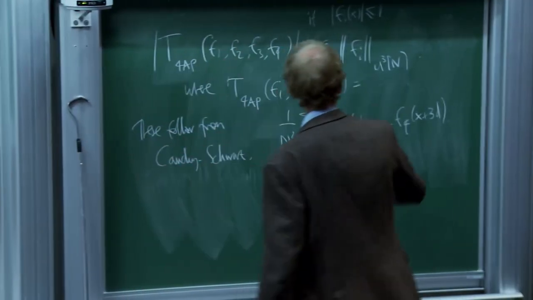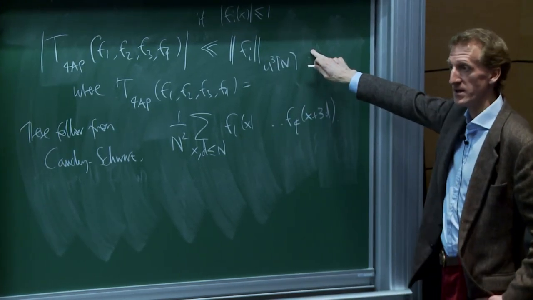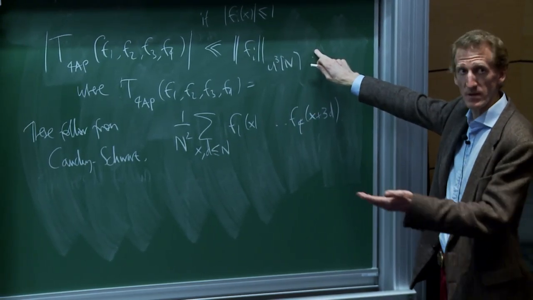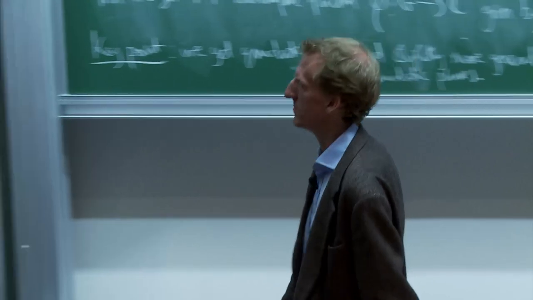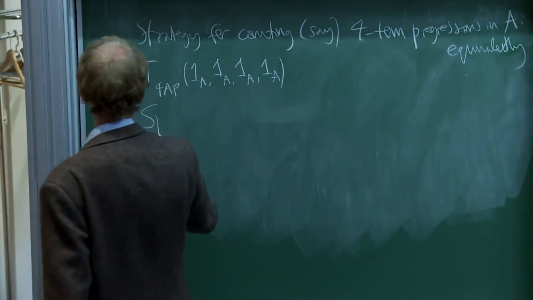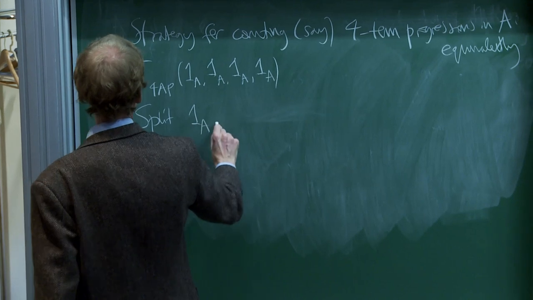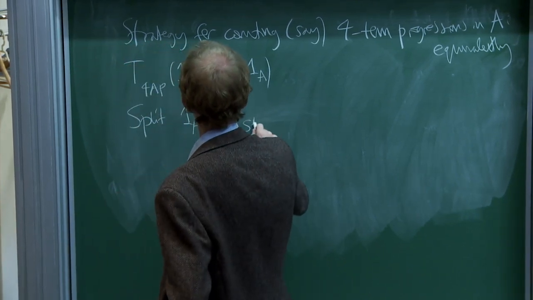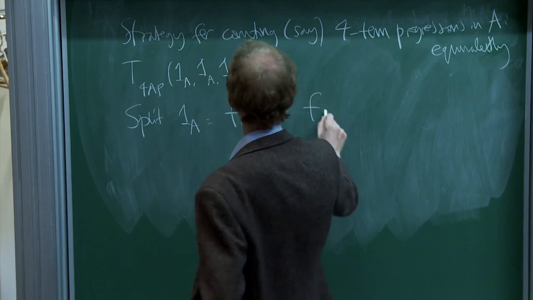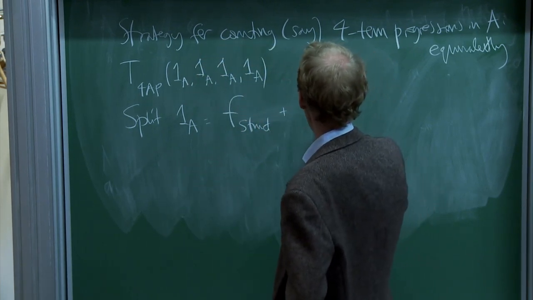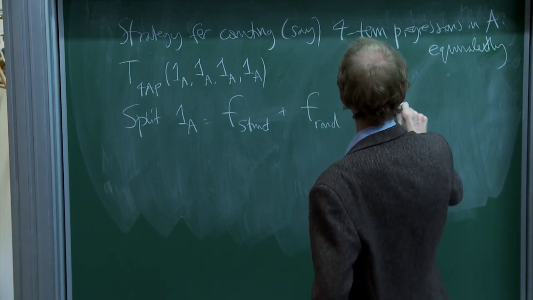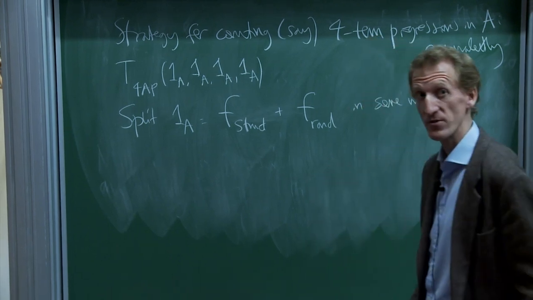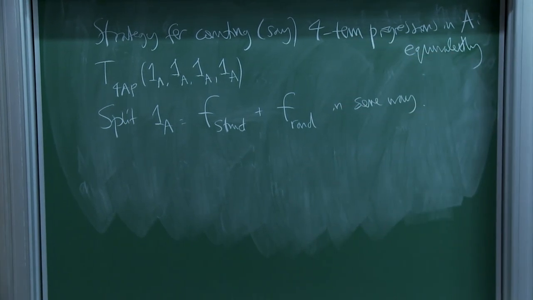But we can't just try and apply this theorem straight away, because we might not be trying to show that this quantity is small. So what you do is you guess a main term in some way. So split 1A as a structured part, f structured, plus what we call a pseudo-random part, f random, in a suitable way. There's a way of doing that, for example, that's specific to the prime numbers, which I may show you later on.